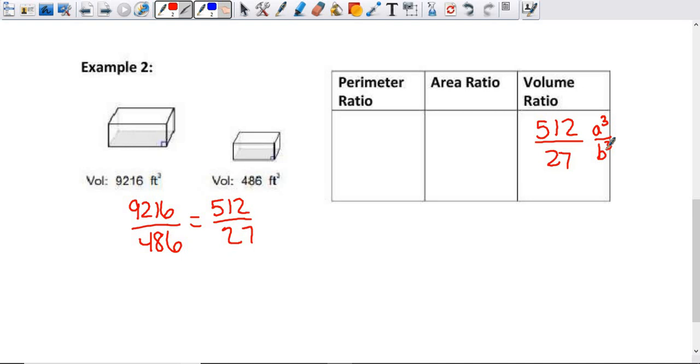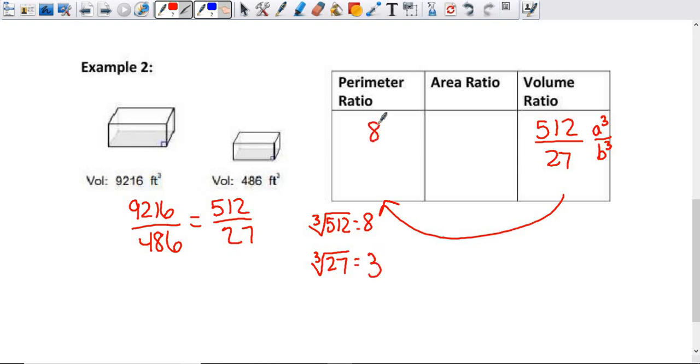The only way that we can get our area ratio is to first jump and go to our perimeter ratio, because the opposite of cubing something would be to cube root. So to get our perimeter ratio, we would cube root 512, and we would cube root 27. And when we do that, we get 8 and 3. So our perimeter ratio is 8 to 3.